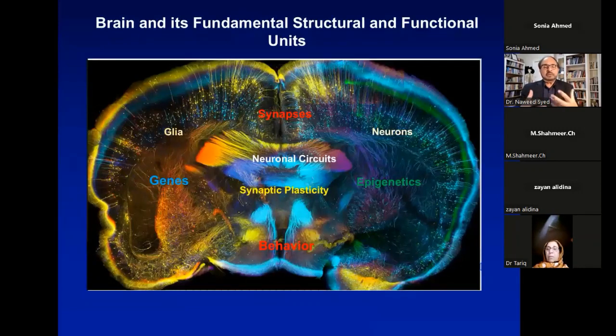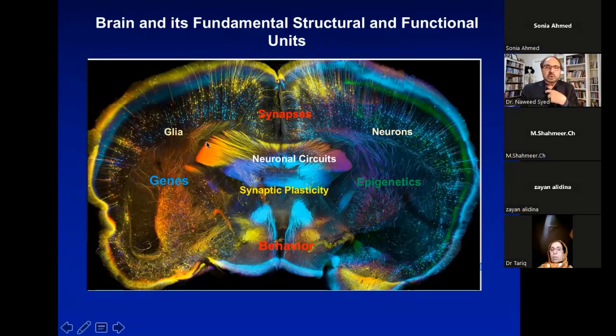So when you think about the brain, it's a structural and functional unit. We know that neurons are the primary functional unit of brain cells. There are tens of billions of brain cells in a human brain. Actually, we have more brain cells than there are stars in the Milky Way. And these brain cells are connected with each other through special structures we call synapses. A synapse is really a contact point between brain cells and different networks of brain cells.